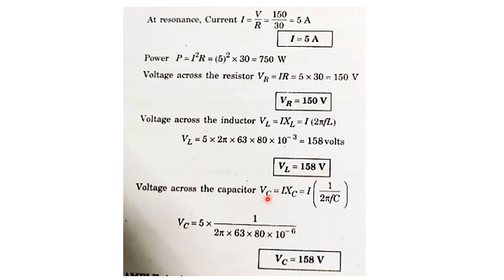Next, voltage across the capacitor. Similarly, VC is equal to I into XC. XC means capacitive reactance. Capacitive reactance is 1 by omega C. Therefore, 1 by omega means 2 pi F. So 1 by 2 pi FC, and we know the value of I. 2 pi is constant, F is resonant frequency, capacitance value is given. So just substitute and we will get VC is equal to 158 volt.